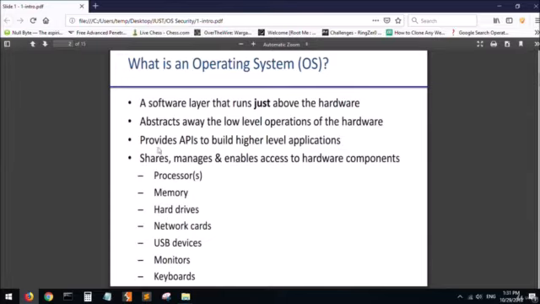It provides us with an API, application programming interface, to build higher level applications. Instead of the whole process or the low level details, we just take the command, or the thing which is the API. It shares, manages and enables access to hardware components such as processors, memory, hard drives, network cards, USB devices, monitors, keyboards, and so on.